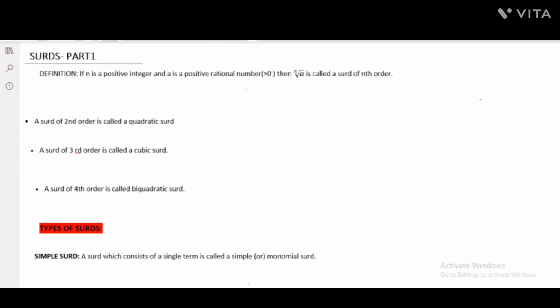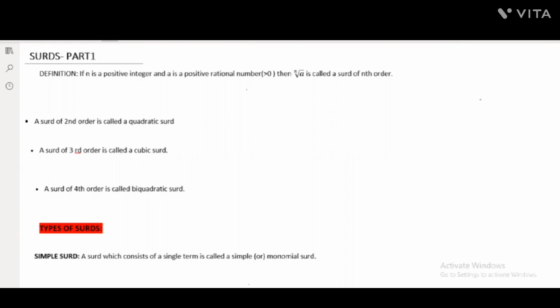Hello everyone. Today we are going to discuss the Surds topic, which is related to IIT. It will be very useful in IIT problems. So let's see the definition of the Surds. What is the definition of the Surds? I'll help you understand it here.